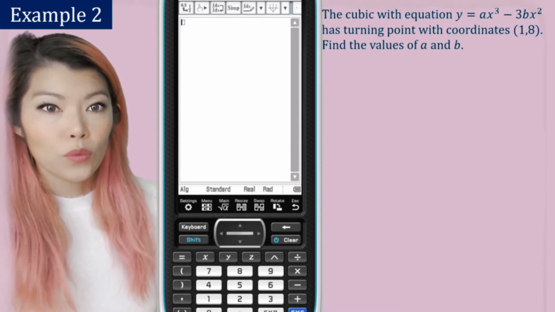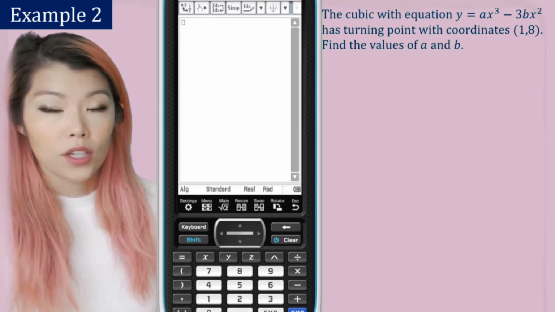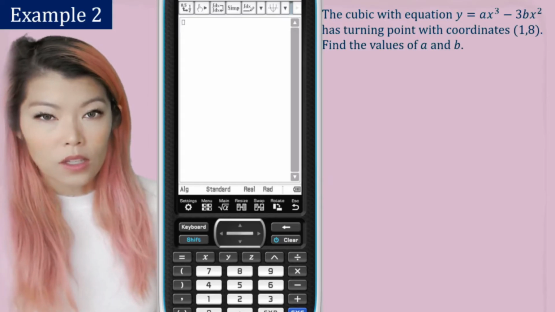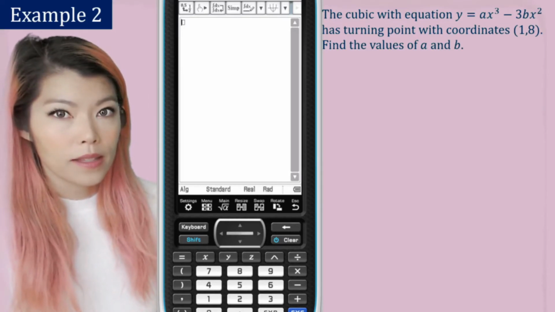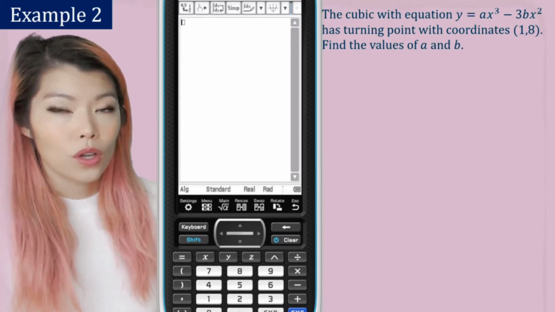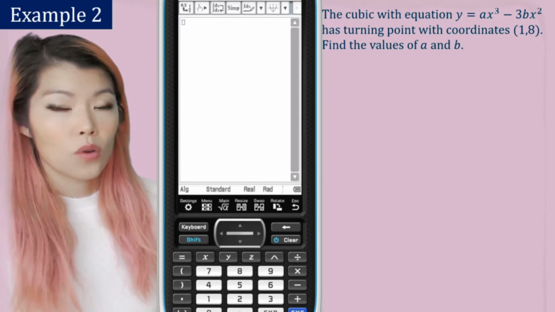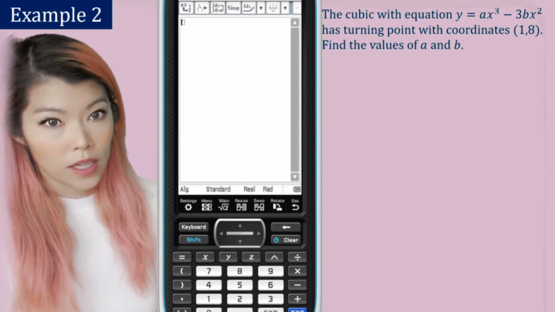Example 2. The cubic with equation y equals ax cubed minus 3bx squared has a turning point with coordinates 1, 8. Find the values a and b. So what does it mean to have a turning point at 1, 8? Turning point means the gradient is equal to 0 at x equals 1, and the equation is equal to 8 when x is 1. So now we have 2 equations and 2 variables, we can work it out.